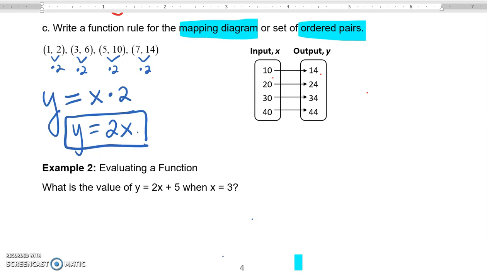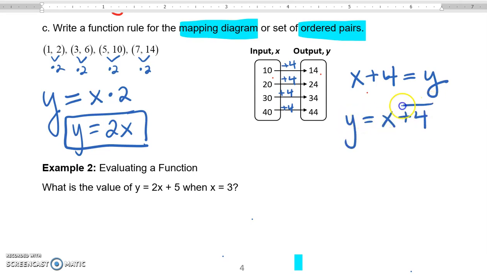So let's look at the mapping diagram. I go from 10 to 14, from 20 to 24, from 30 to 34, and 40 to 44. You can clearly see the input plus 4 is equal to the output. You can totally write it in that order as well. So you could say the input plus 4 is equal to the output. Now, if you're like me and you like writing y first, you can totally change it around when you're done. Either way works.